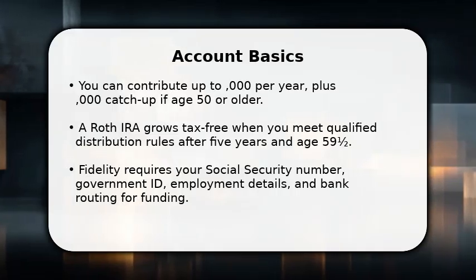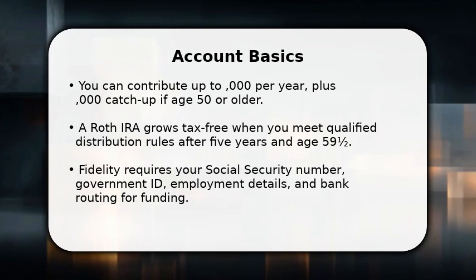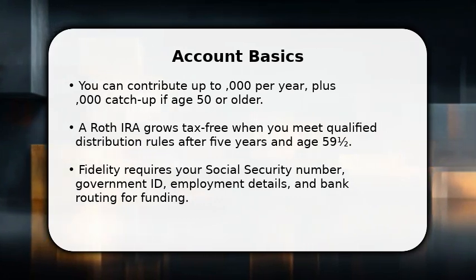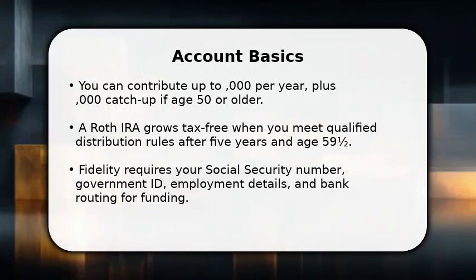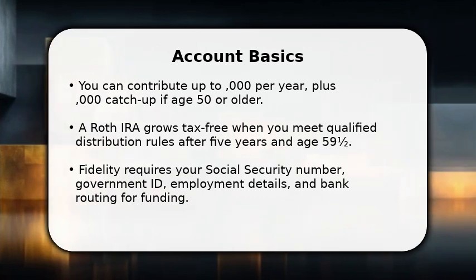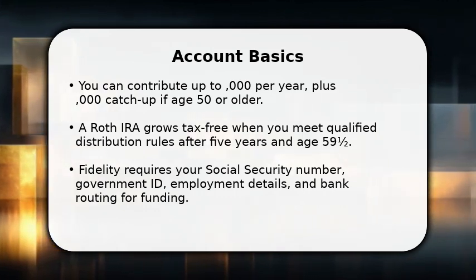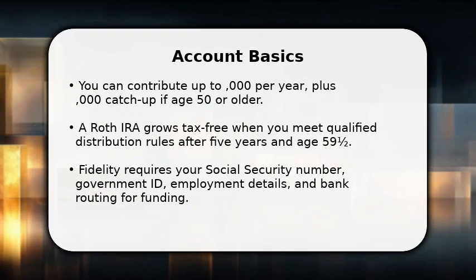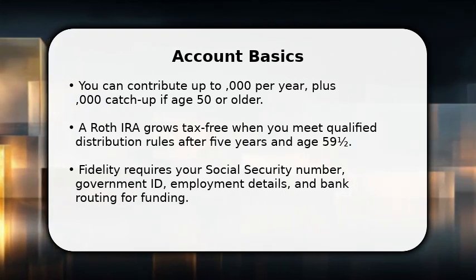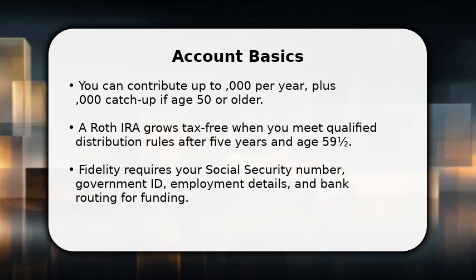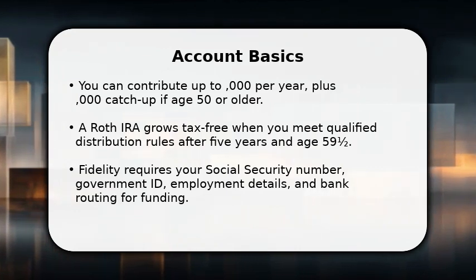Open a Fidelity Roth IRA by gathering personal ID, social security number, driver license or passport, employment info, and bank routing and account numbers for funding. Decide whether this is a new Roth or a rollover from a traditional IRA or employer plan. Rollovers require Form 1099-R reporting and careful timing to avoid taxes.